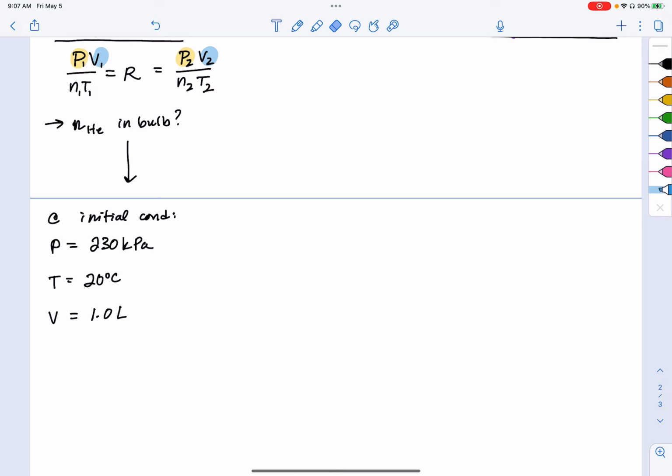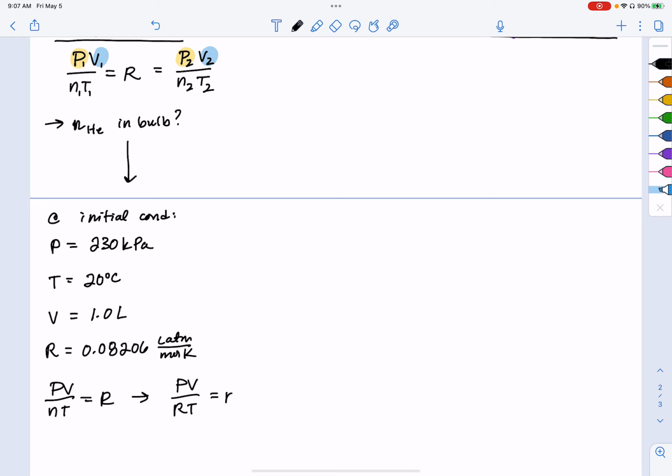Okay, I know my gas law constant, which is 0.08206 liter atmospheres per mole Kelvin. And if I'm going to use PV over NT equals R to solve for N, this is going to become PV over RT is equal to N. And because my R is in units of liters times atmospheres per mole Kelvin, then I better have a volume in liters, which I do. I better have a pressure in atmospheres, which I do not. And I also need my temperature in Kelvin.